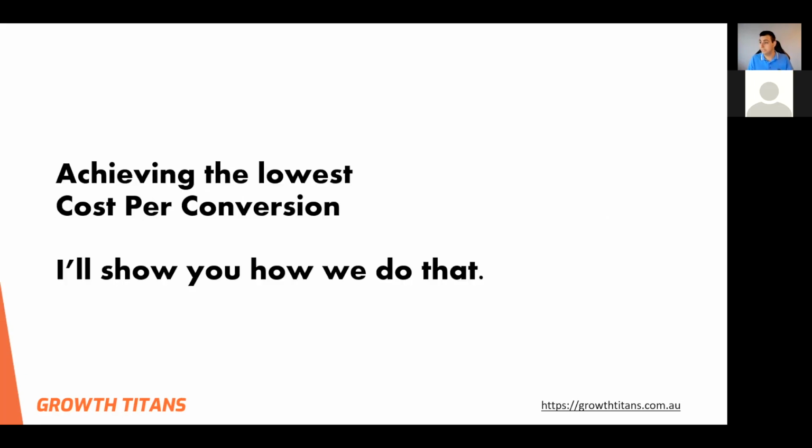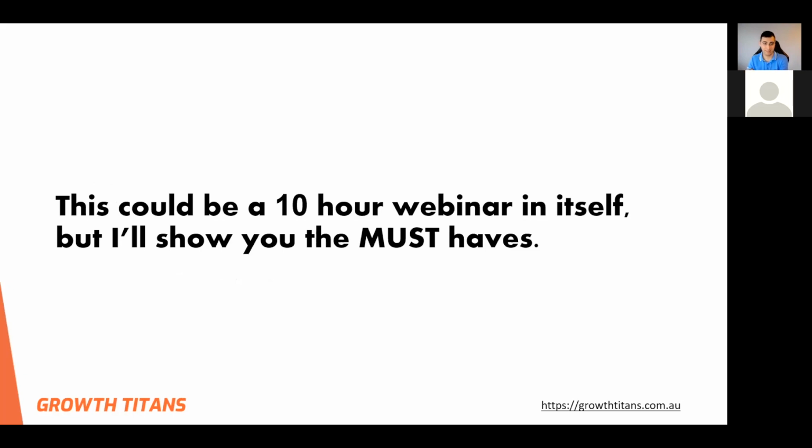So really, the point of it is to achieve the lowest cost per conversion. You might be paying X amount per click, $1, $2, $3 per click, but we need to convert those clicks into clients, or at least customers that are contacting you via phone or a contact form request. And the amount of money paid to get a lead is your cost per conversion. And we need to lower that as low as possible, obviously. So I'll show you how we do that. Again, this could be 10 hours of content, but this is really the must-haves and the things you need to 100% get right to make sure you're not wasting money with your ads.